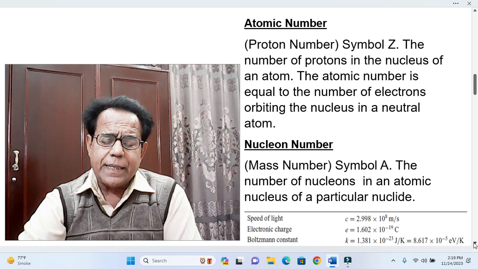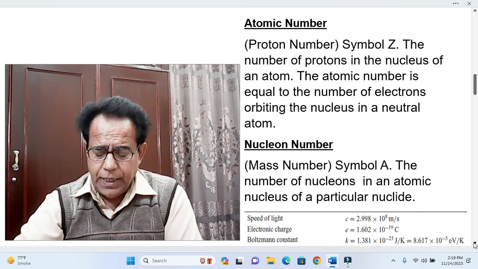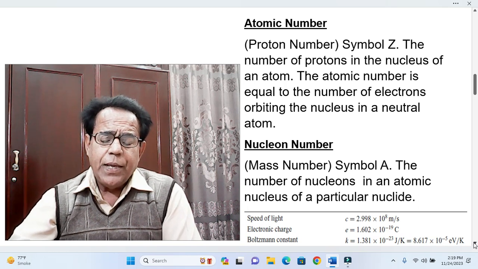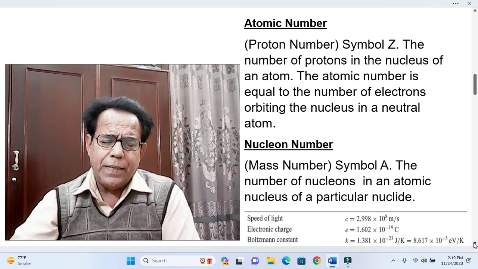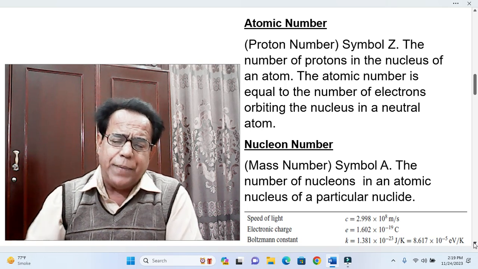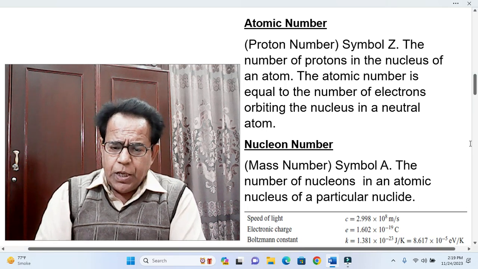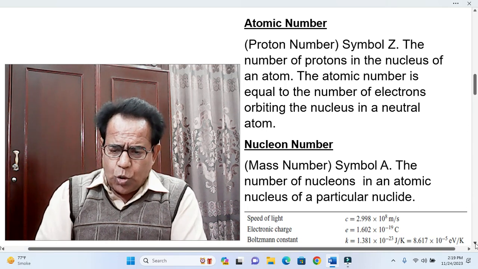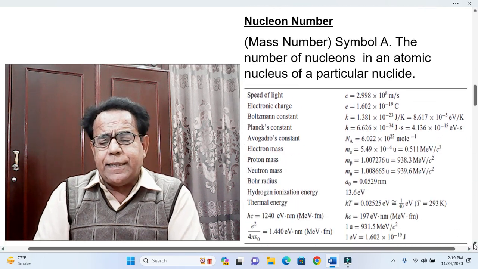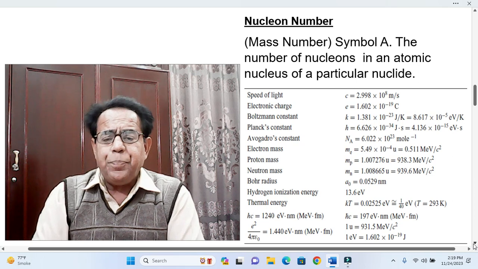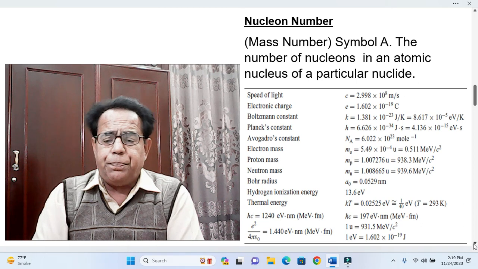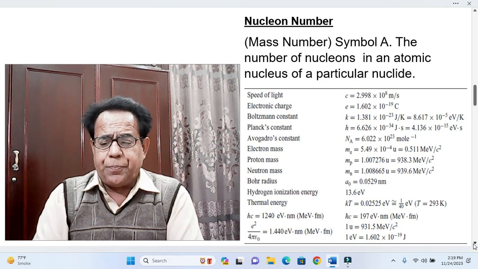Electrons are much lighter particles, due to which they revolve around the nucleus, while a proton is a much more massive or heavy particle as compared to an electron. That is why it remains inside the nucleus. Now we come towards the nucleon number, which is also called mass number. Its symbol is A, the number of nucleons in an atomic nucleus of a particular nuclide.